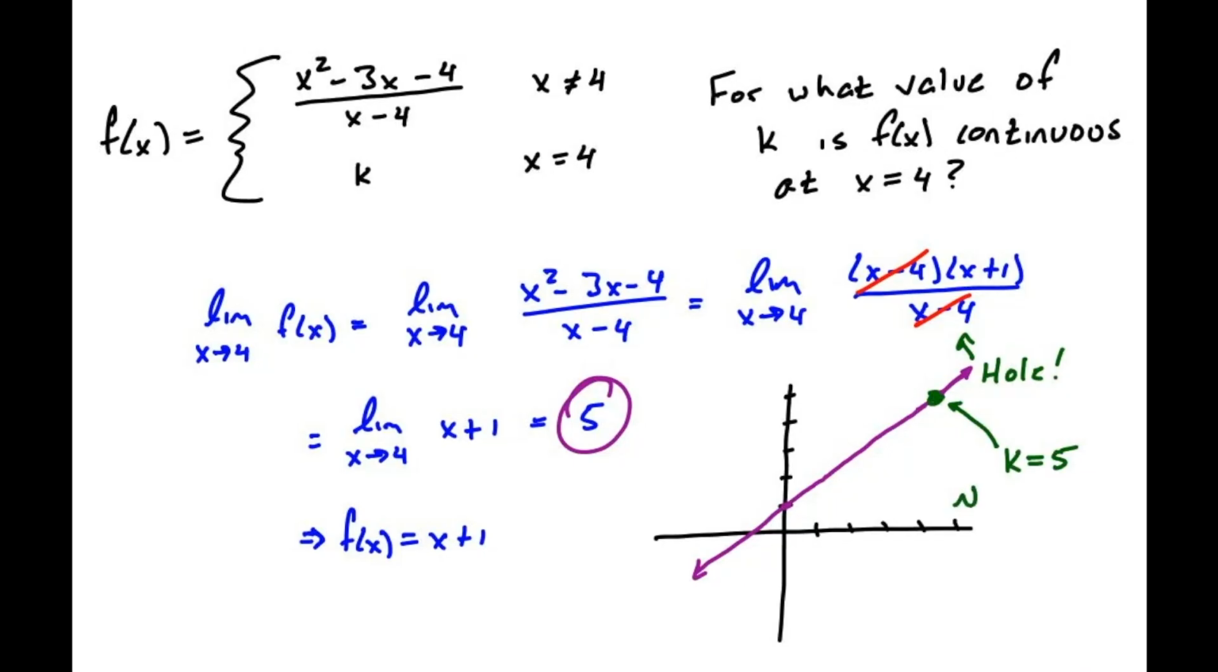If that y value is anything else, we're not going to fill in that hole and our function will still not be continuous. As soon as we put the point there, now f of x is continuous at x equals 4 because the limit as x approaches 4 equals the function value at x equals 4.